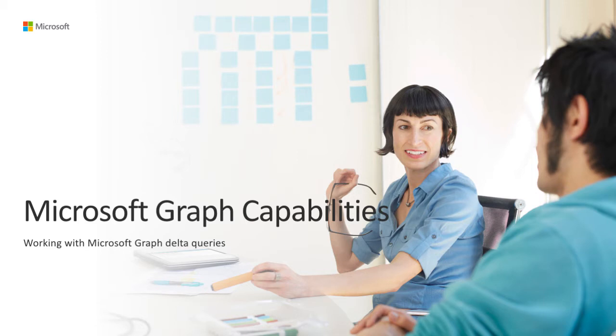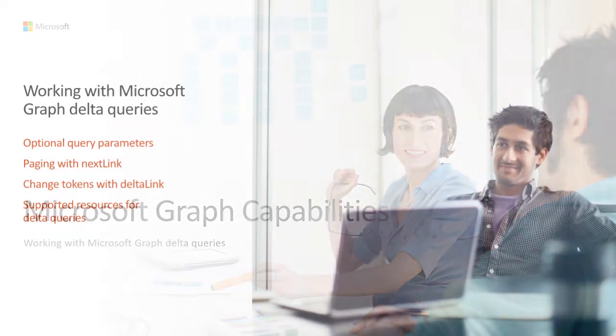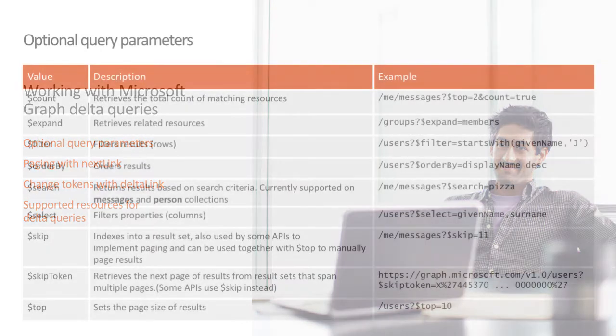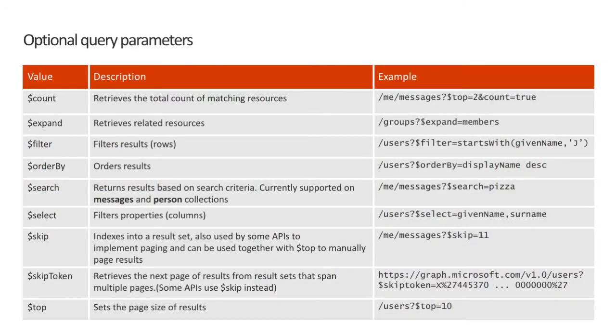In this module, we're going to talk about Microsoft Graph capabilities, and specifically in this section, we're going to talk about working with Graph Delta queries. We're going to look at the optional query parameters, paging with NextLink, changing tokens with a Delta link, and supported resources for Delta queries. So there are a bunch of additional or optional properties that we can pass on the query string to configure how the query works that we submit to the Microsoft Graph.